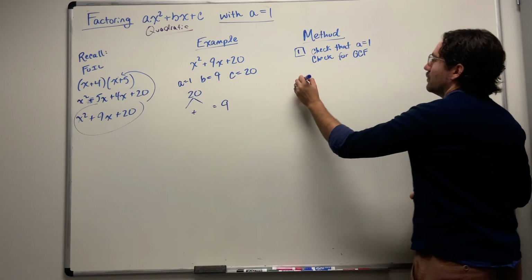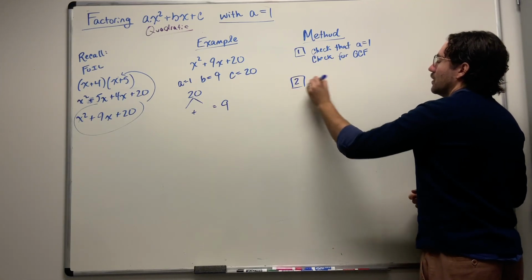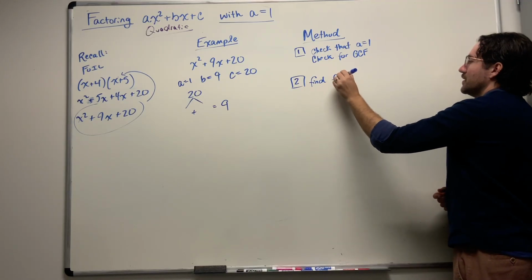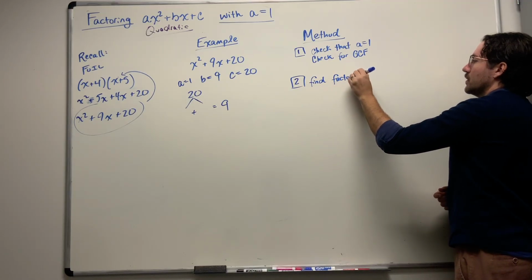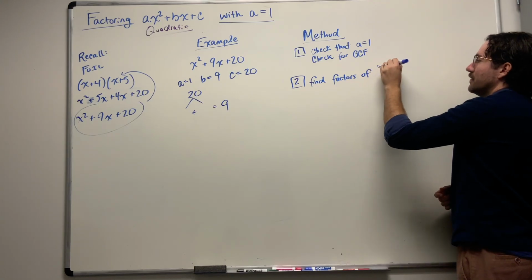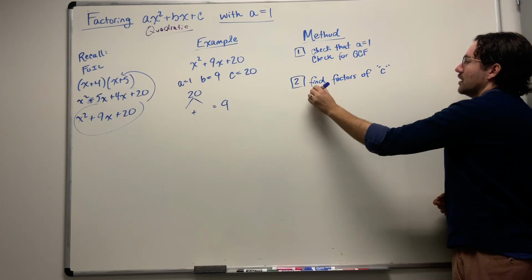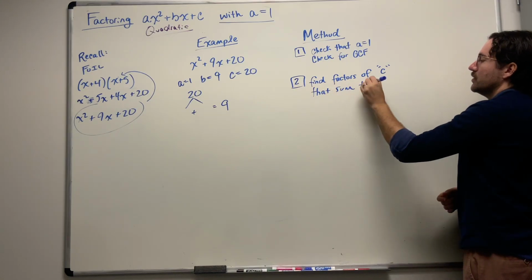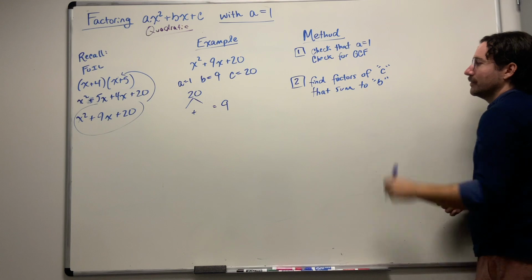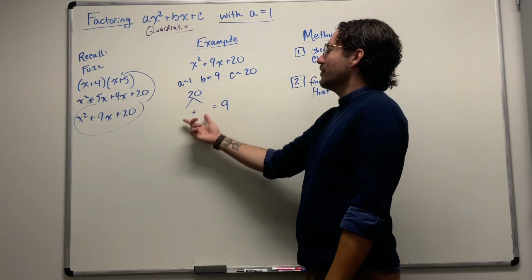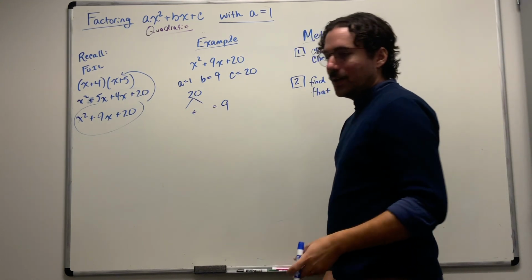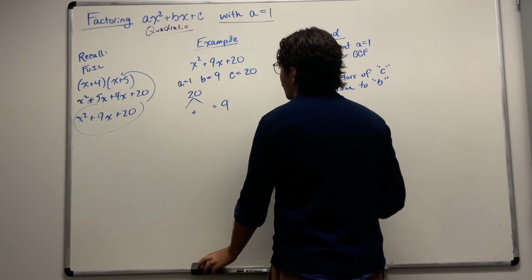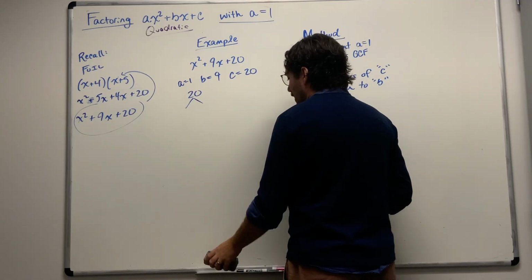So let me write that out more explicitly here. I'm trying to find factors of my c term, factors of whatever that c value is, that sum to whatever the b term is. Factors of my c term that add up to my b term. And this might take some guessing and checking. I have to think, what can I multiply to get positive 20 that when I add, I get 9?